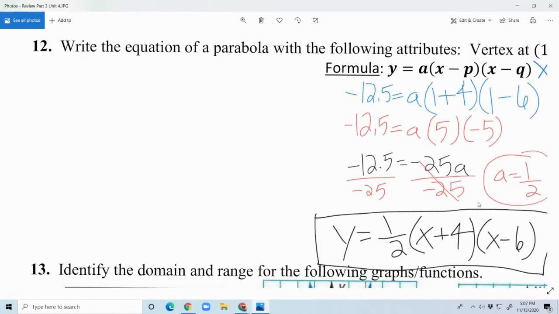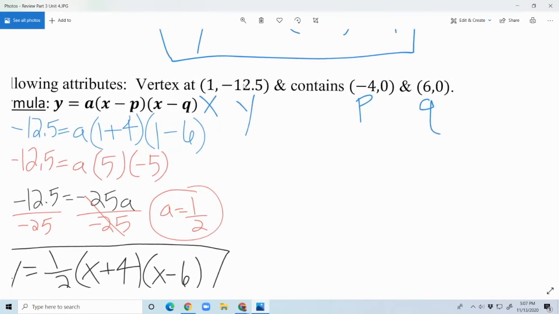Number 12 says, write the equation of a parabola with the following attributes. So we have a vertex at 1, -12.5, and it contains the points -4, 0, and 6, 0. So we're going to write this equation in intercept form. So when you're writing it in intercept form, it doesn't matter if I give you the vertex or not. Whatever point that is not an x-intercept has to get plugged in for x and y, because there is no h and k in this formula.